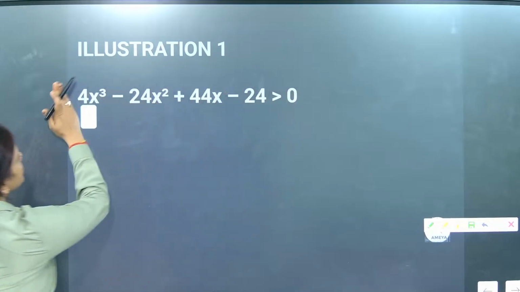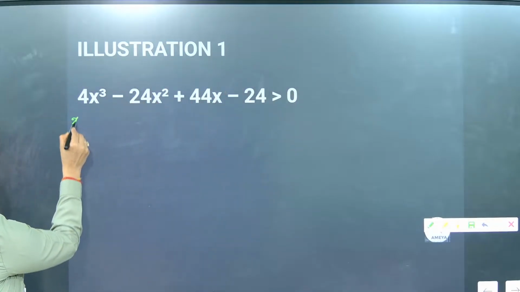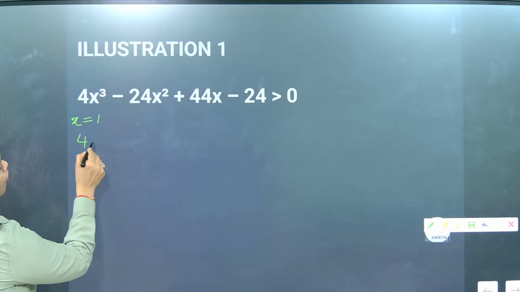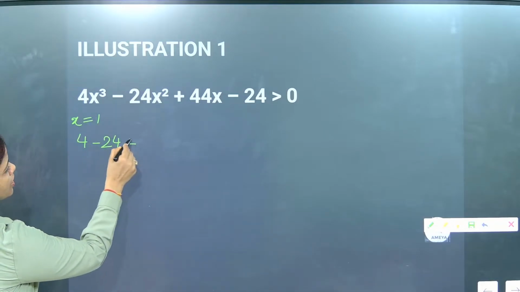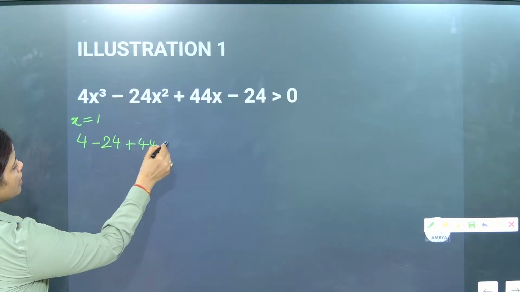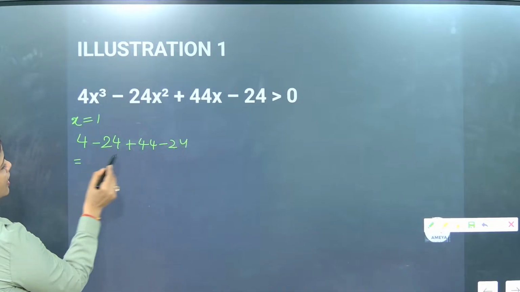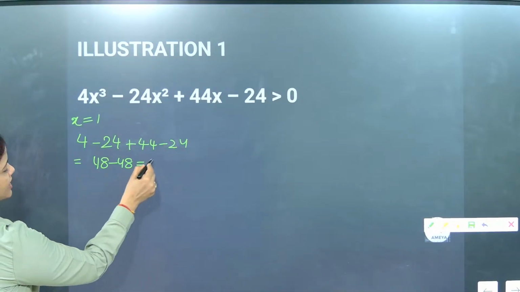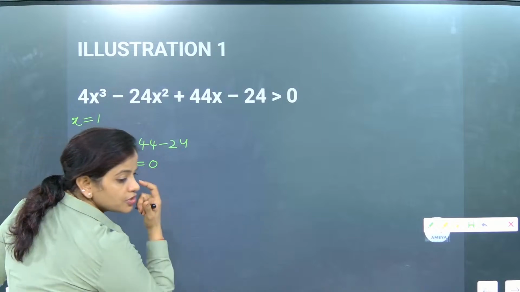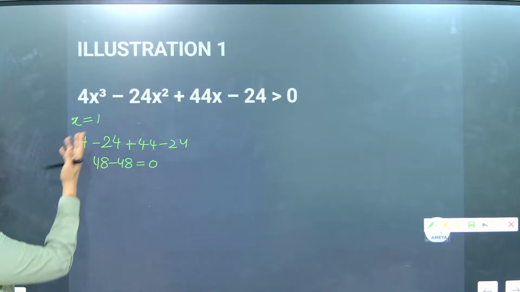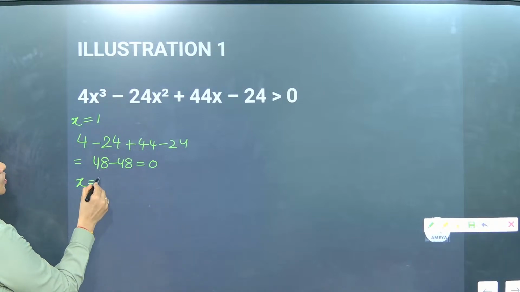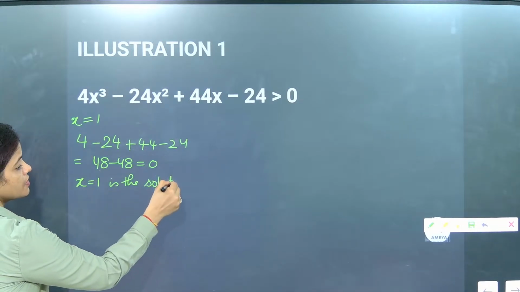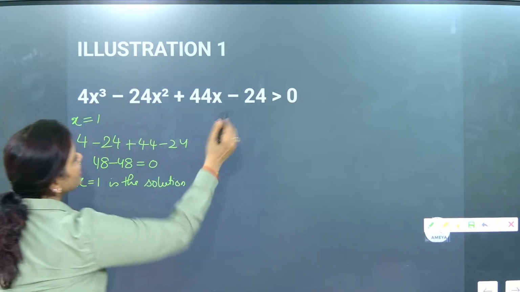In a strict inequality question, first I am saying that take x equal to 1. Then what will it become? 4 minus 24 plus 44 minus 24. So 100% it is coming as 48 minus 48, that is equal to 0. So that means we have got a solution. So x is equal to 1 is the solution. Understood? Because it made this part equal to 0.